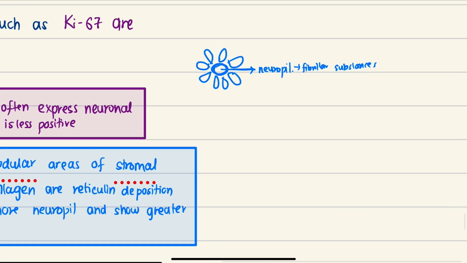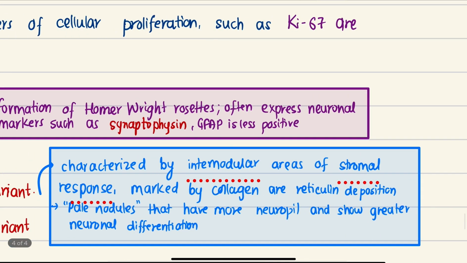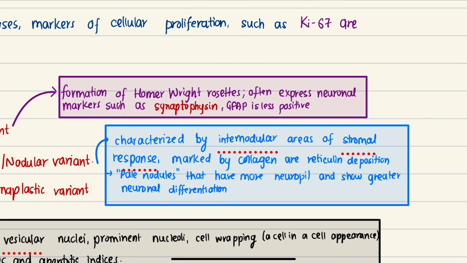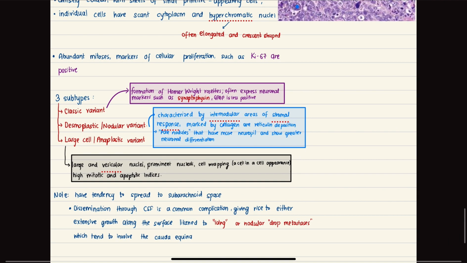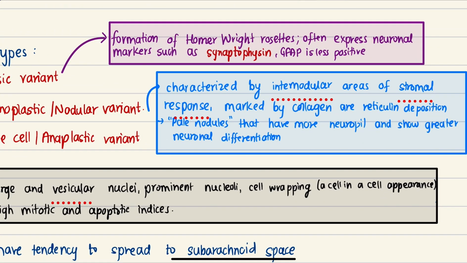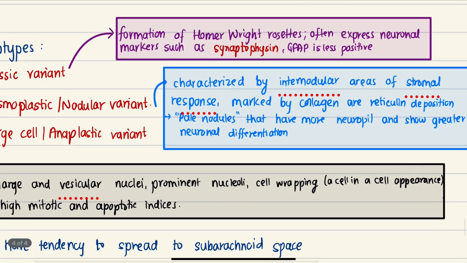Okay, and that's all. So tumors with formation of Homer Wright rosettes often express neuronal markers such as synaptophysin, and GFAP is less positive. So in this case, GFAP is lesser positive, unlike other tumors, and synaptophysin may be shown by this classic variant.